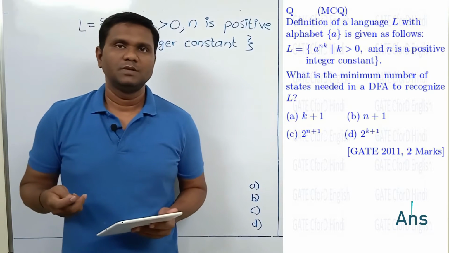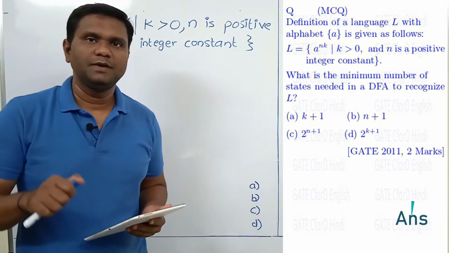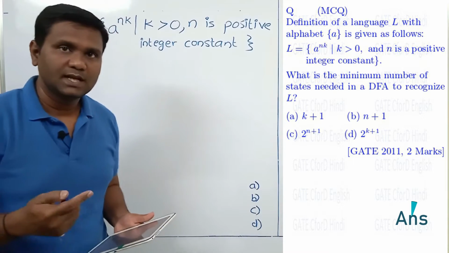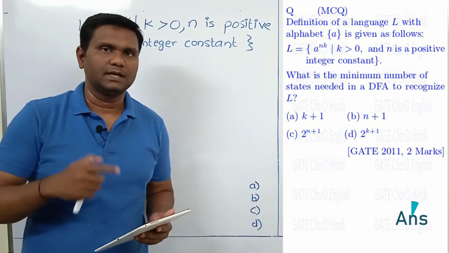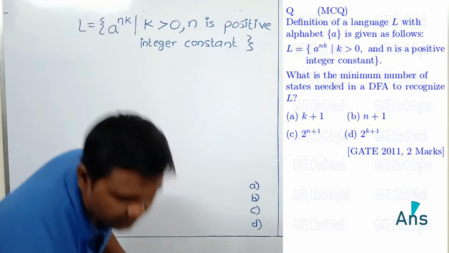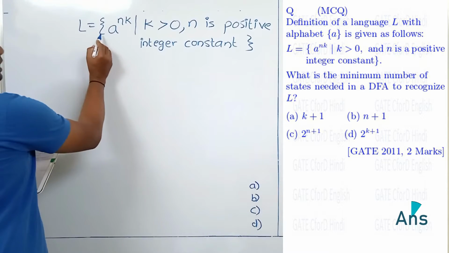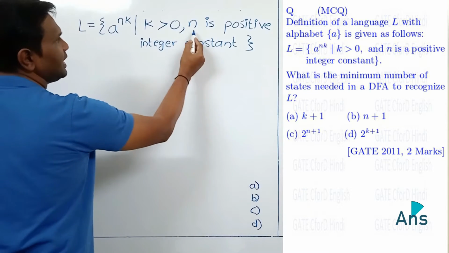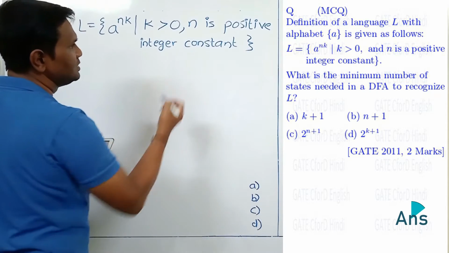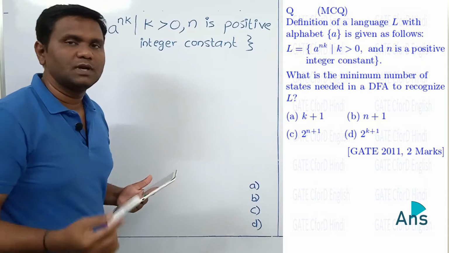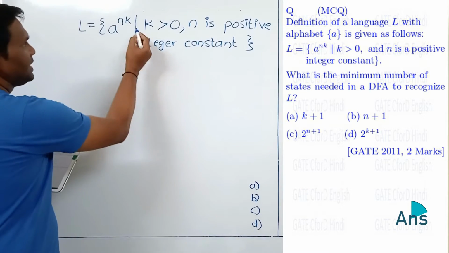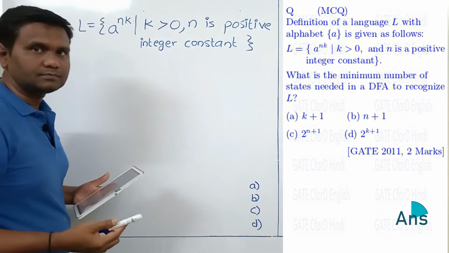Now solving this problem is not a big deal, but someone may feel confused while understanding the question, because there are two parameters n and k. But if you observe, inside the given language description they have mentioned n is a positive integer constant. So for a given particular language n is constant, but for the same language k is variable.